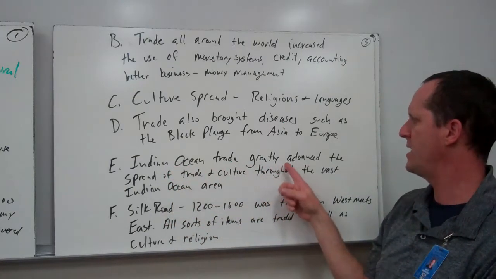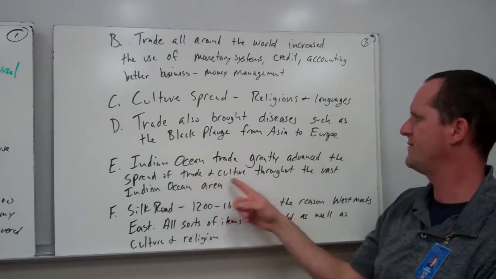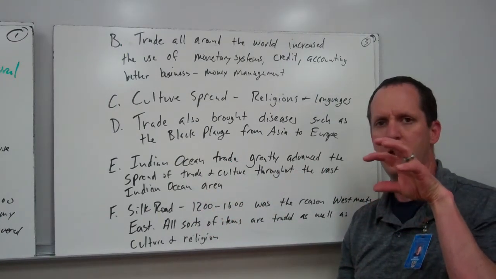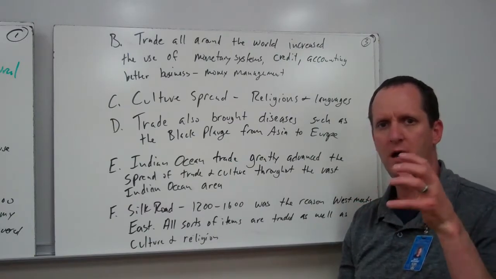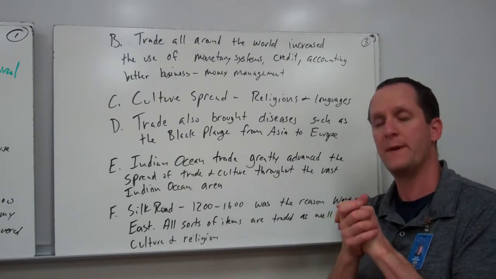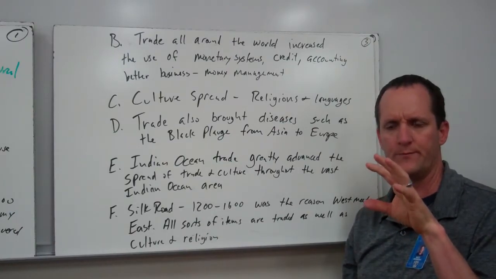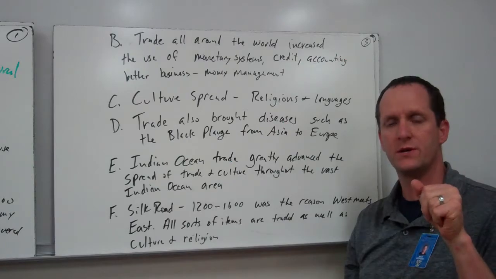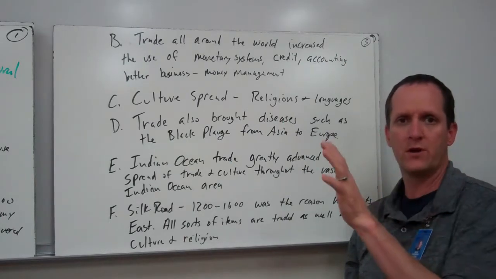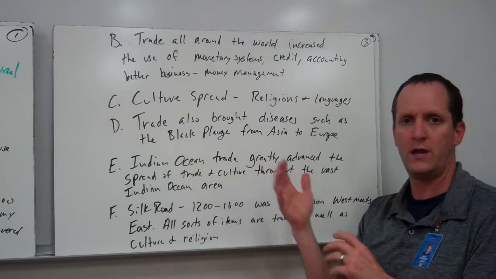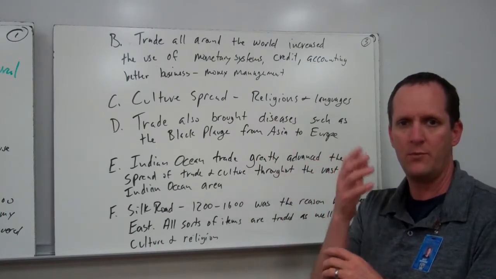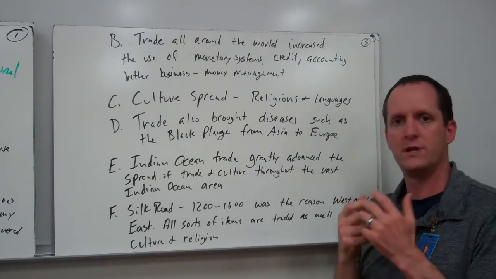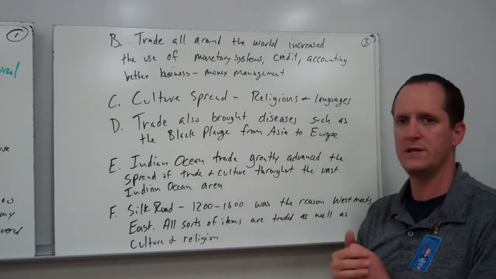Now the Indian Ocean trade greatly advanced the spread of trade and culture throughout the vast Indian Ocean area. So you had many people from the Islamic area of present-day Saudi Arabia and along the eastern coast of Africa, and they were moving across the Indian Ocean and trading with the people in the Far East, and they would bring their luxury items back, and that's when people really started to gain a liking for some of these luxury items.